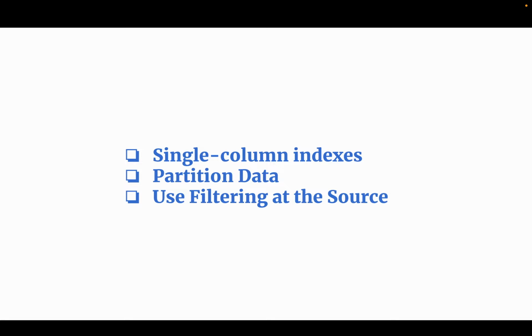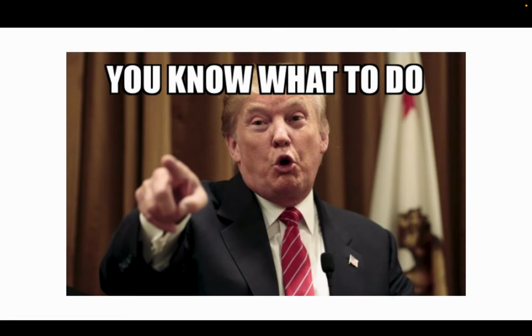Next, we partition our data to ensure that related data is stored together. This improves query performance by organizing the data in a way that makes it easier to access. Finally, we apply filtering at the source, limiting the data fetched by applying filters directly in the query. For example, we filter by time range and specific sources, and we ensure that the filter columns are indexed for optimal performance. Do you know how to avoid slow queries?